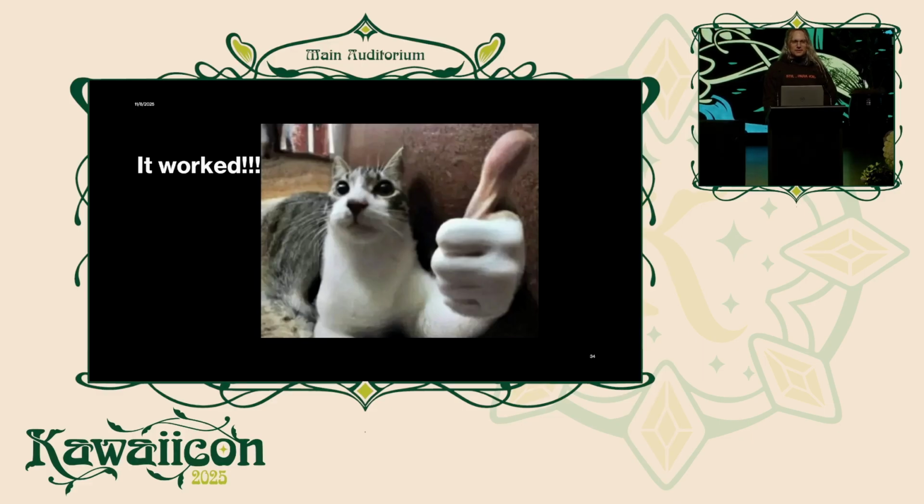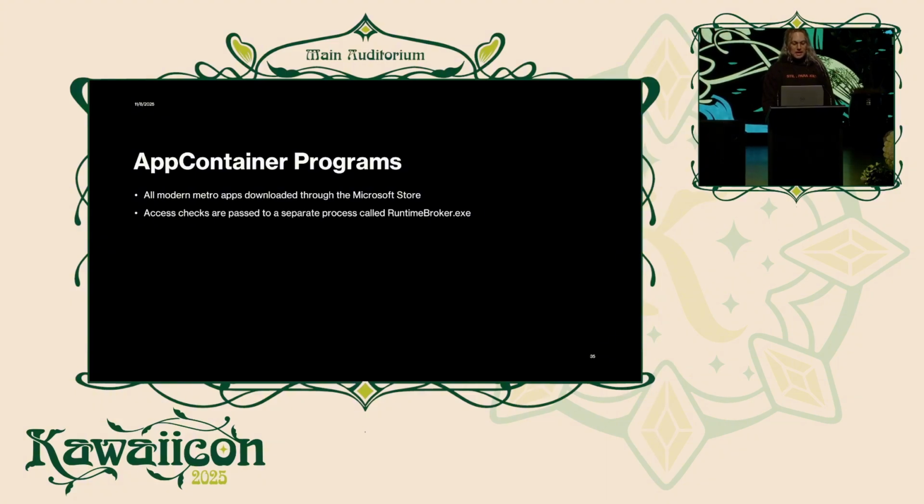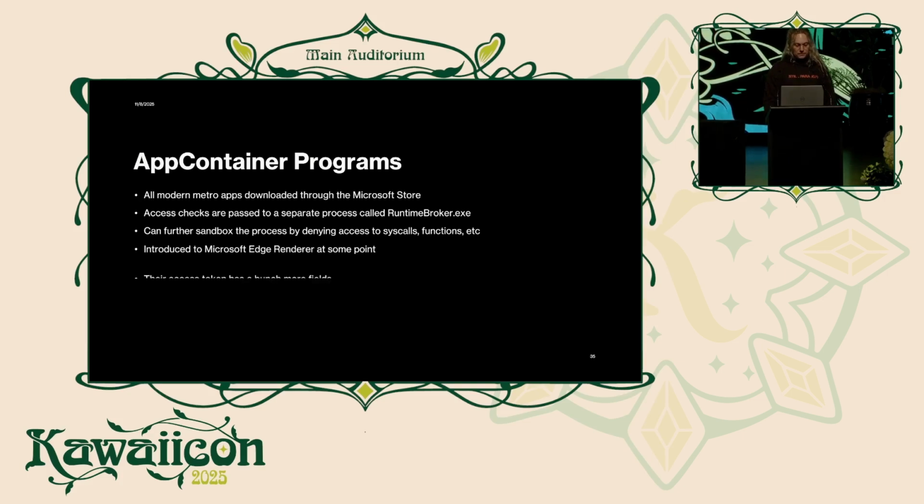Well, you'd think so, until another security mitigation was introduced into some of these lockdown processes, specific to AppContainer programs. All modern Metro apps that you get through the Microsoft Store are actually AppContainer programs, and these have another access check, which is handled by a different process called the runtime broker. That means they can further sandbox the process by denying access to syscalls, functions, and more. It was introduced in the Edge renderer at some point, and their access token has so many more fields. It's very complicated. I didn't even want to look at it.